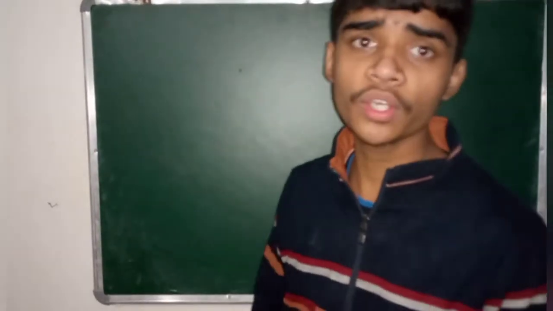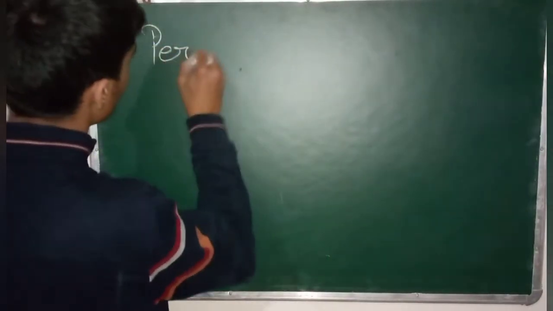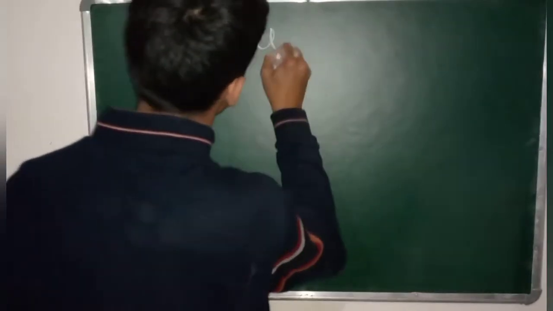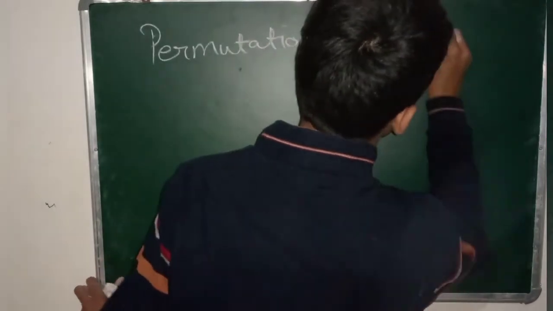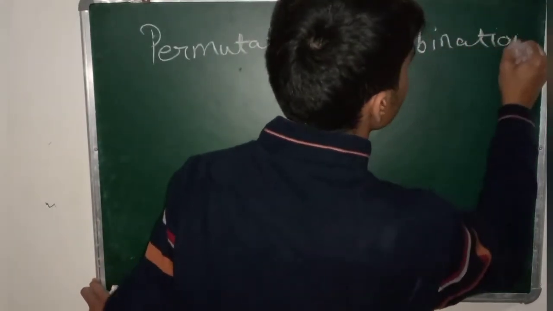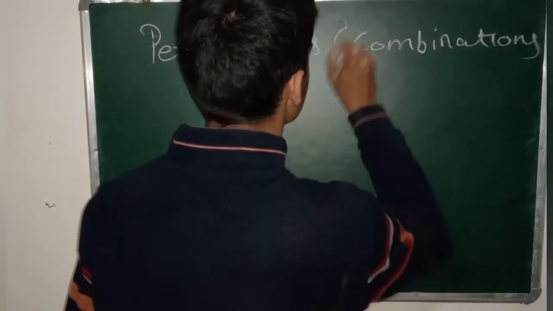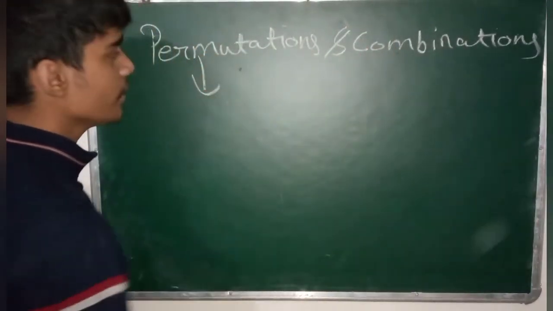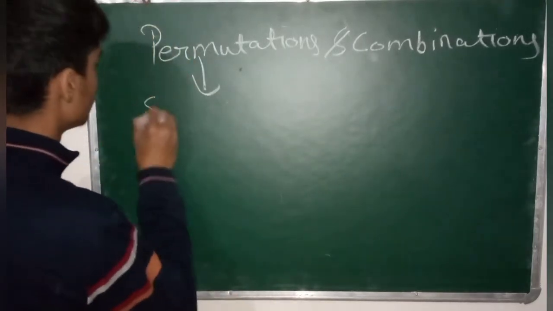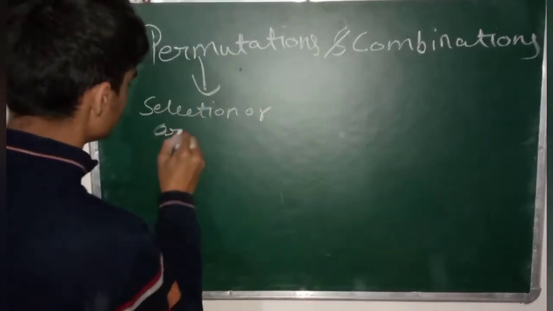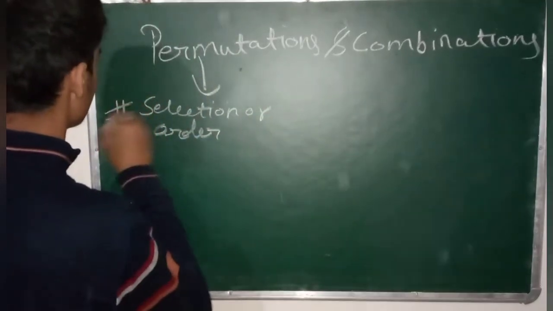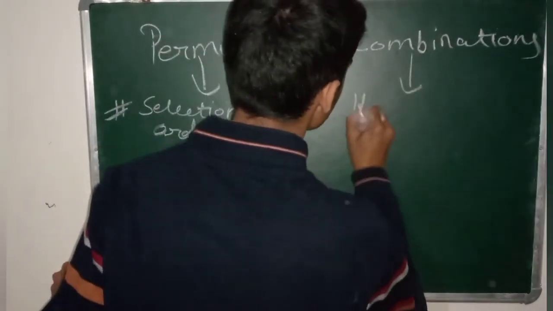Hello everyone, in this video I am going to tell about exercise 7.4, permutation and combination basic information. Permutations and combinations. Permutations are those in which selection and order both are important. But in combination, only selection is important.